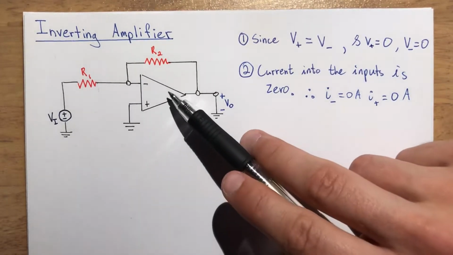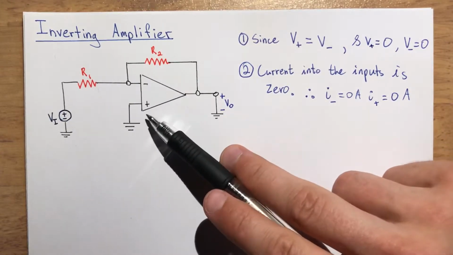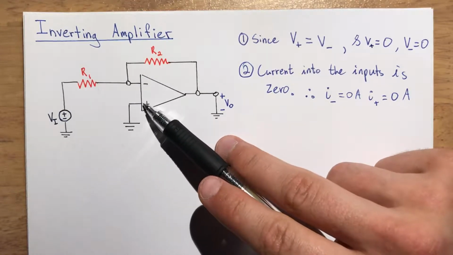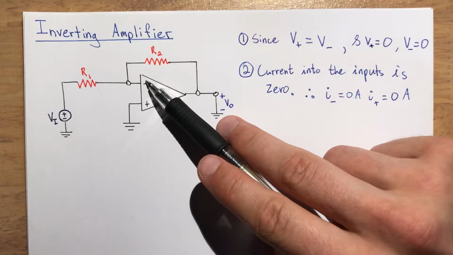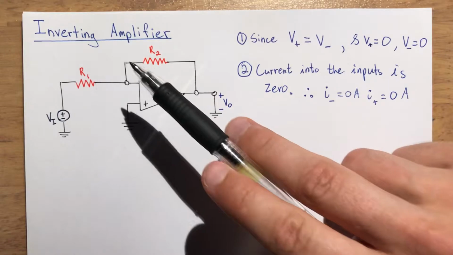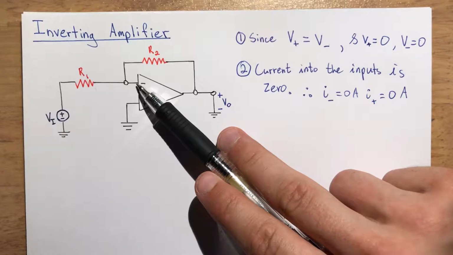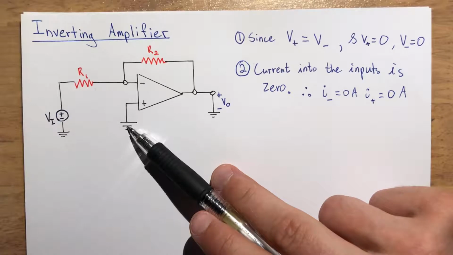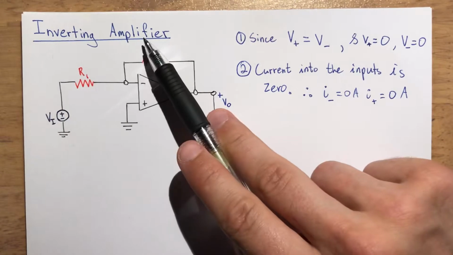Now, right now, what we know about the amplifier is it's just this triangle, and there's some stuff in it, but we're not really worried about it. We know it has two inputs and an output. The two inputs are the inverting input and the non-inverting input. Now for the inverting amplifier, the inverting input is the one that gets a voltage, and the non-inverting input is the one that's grounded.